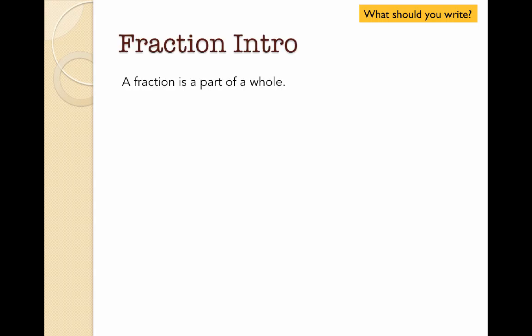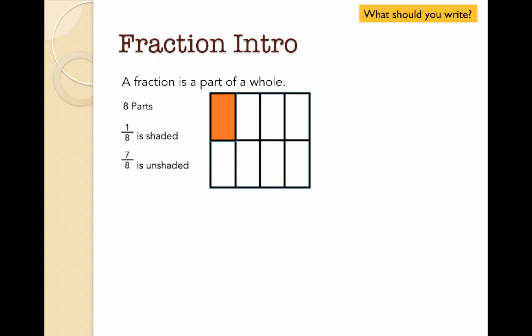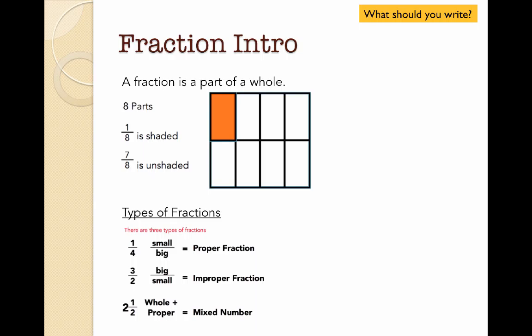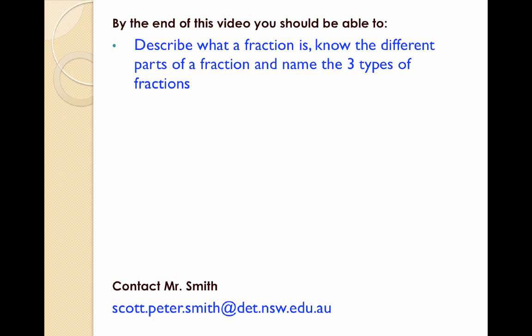So what should you write to get this information down? Well, a heading and a definition of what a fraction is to start off with. You should also have a picture that is shaded in, and you're also broken up into what types of fractions are shaded in. Lastly, you need 3 different types of fractions and an example of each one. And that's it. Pause the video, get what's written down into your books.